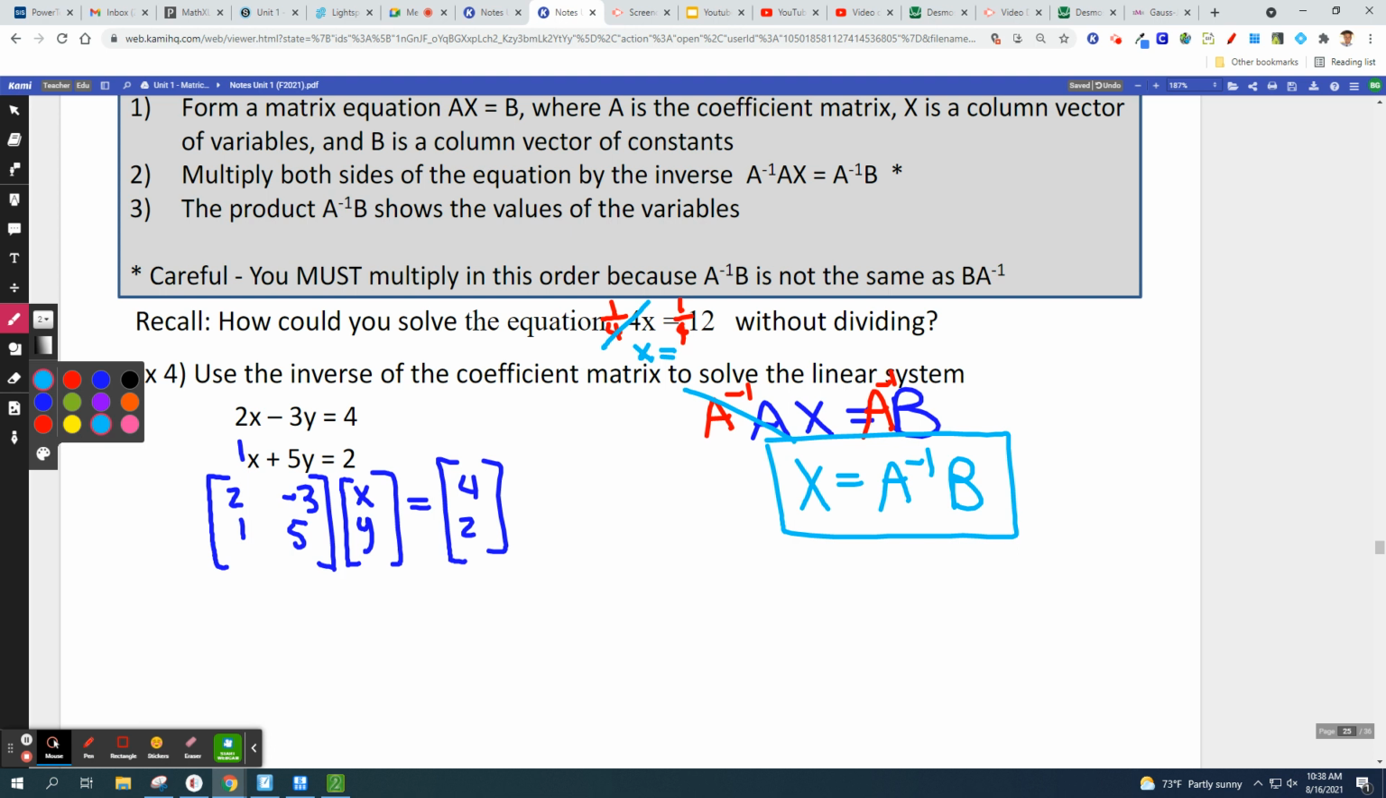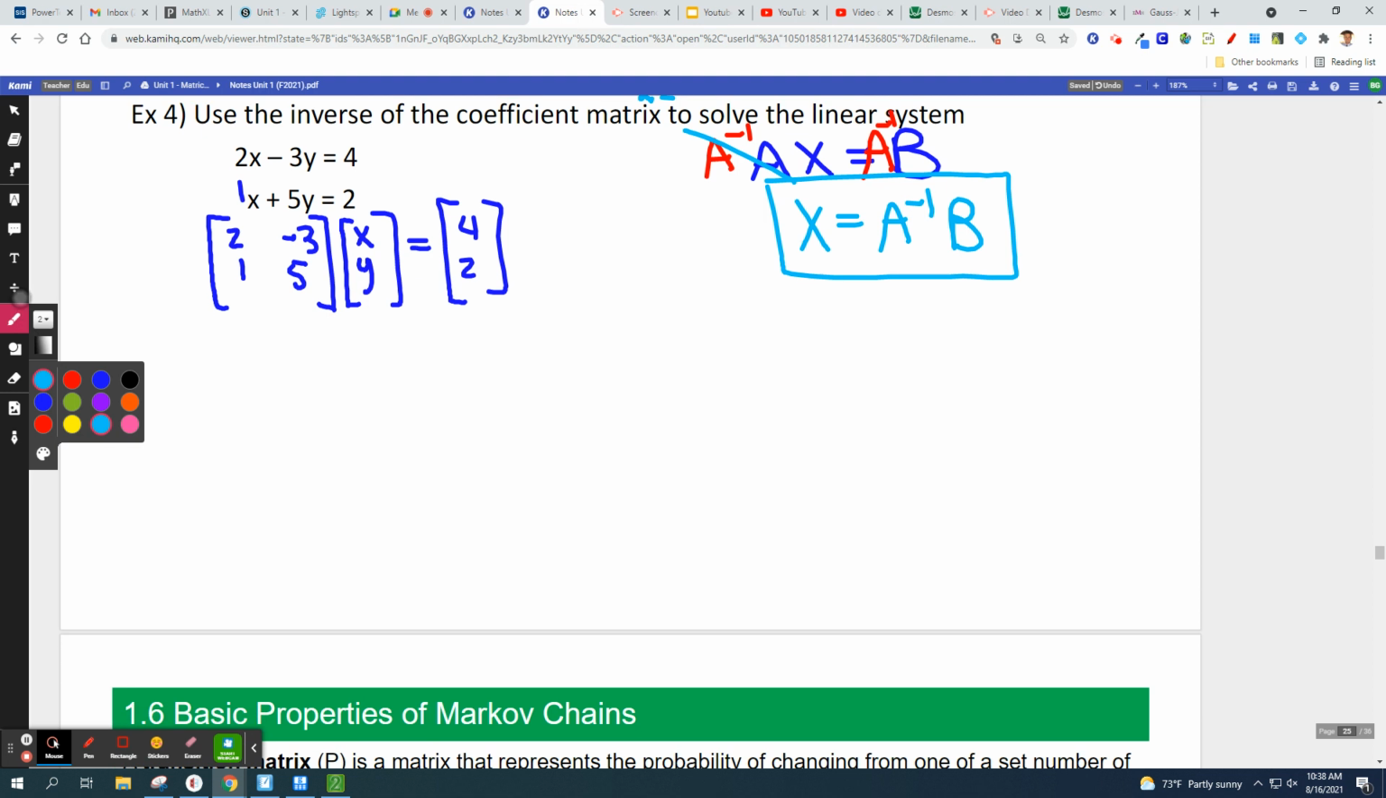So if I'm going to solve this, this is A, and this is X. And A times X equals B. That's my matrix equation. In order to solve this, I want to multiply by the inverse. That cancels this and leaves me X by itself. X is going to equal whatever the inverse of that matrix is times this matrix.